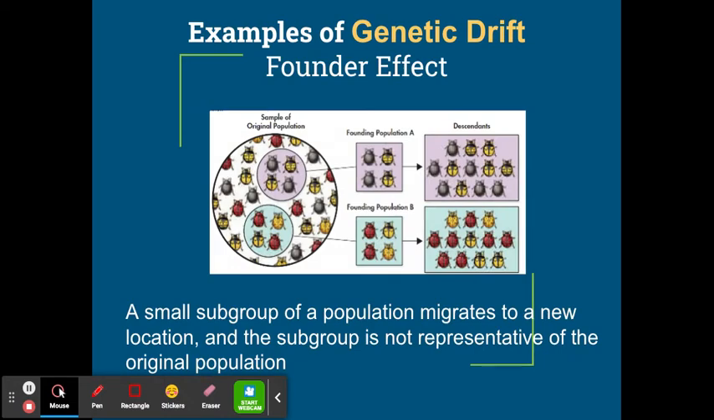Right. The next example of genetic drift is going to be the founder effect. This is going to be when a small subgroup of a population migrates to a new location and that subgroup does not represent the original population.